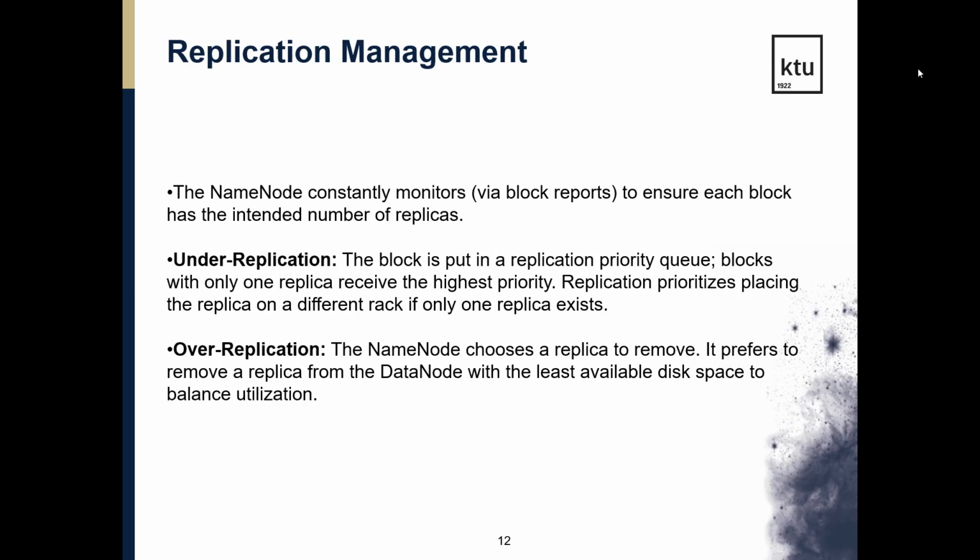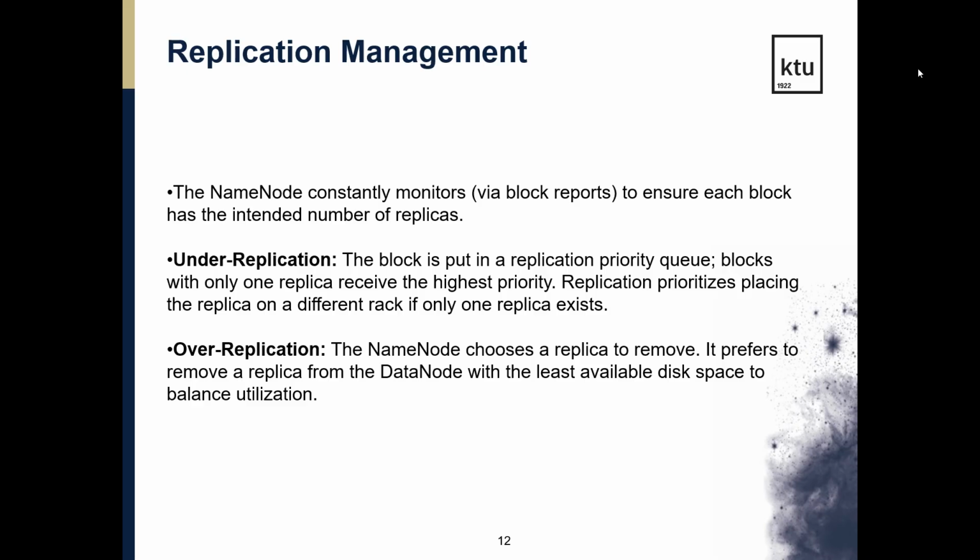Now we are going to see how replication management happens in the rack. The NameNode constantly monitors to ensure each block has the intended number of replicas. When a block is under-replicated, it is put in a replication priority queue. Blocks with only one replica receive the highest priority. Replication prioritizes placing the replica on a different rack if only one replica exists. Now over-replication. The NameNode chooses a replica to remove. It prefers to remove a replica from the data node with the least available disk space to balance utilization.